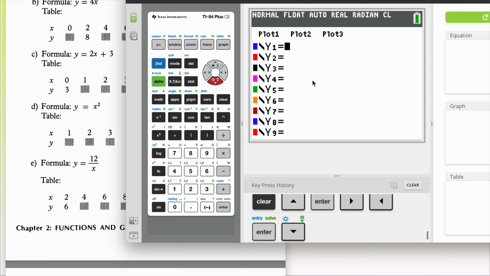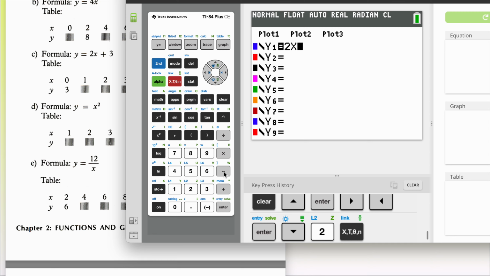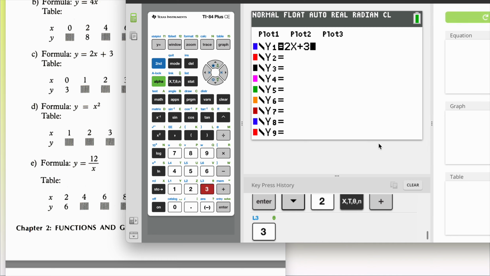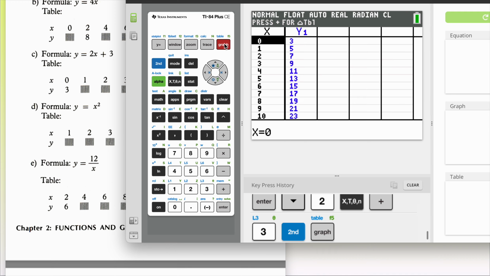Back to y1. 2x plus 3: 2, the shortcut x button, plus 3. What do we do now? We want a table, and there's our table. So second and graph gets you the table. Here's my table. Now I can scroll up and down in this table. Where do I want my table to start? I want to pick the data up off the table starting where x equals 0.